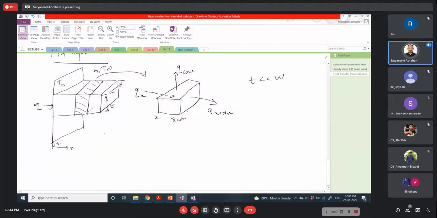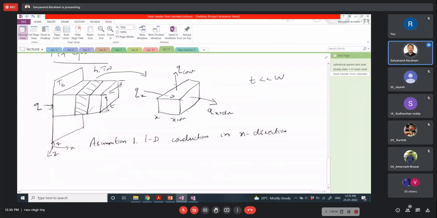Moving further, we need to make some assumptions. The first assumption is 1D conduction in the X direction. That means there is no temperature gradient along the width or along the thickness. That is true because we said the thickness is going to be very small.